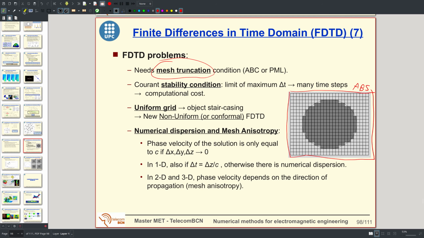If you use commercial software, we use a perfectly matched layer that will absorb the waves. But anyway, you need some mesh truncation condition, an easy one or a complex one, the same as in finite difference frequency domain or in finite element method. Also, I told you about the current stability condition that limits the maximum time step.